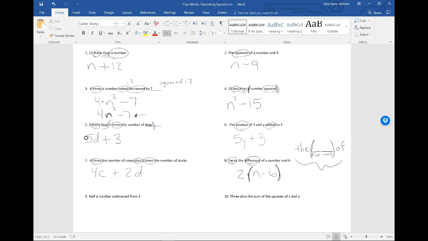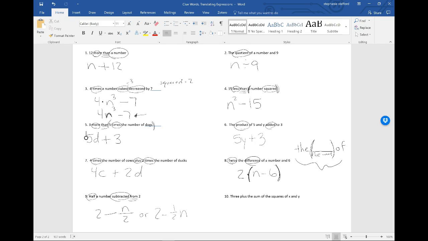Half a number subtracted from 2. So half, that's important. A number subtracted from, turnaround word. So I know I'm going to subtract. I know 2 is going to come first. Half a number, so that's n divided by 2. And I'll write it as a fraction. Or if you had 1/2 times n, that would be the same thing if you took half of a number.